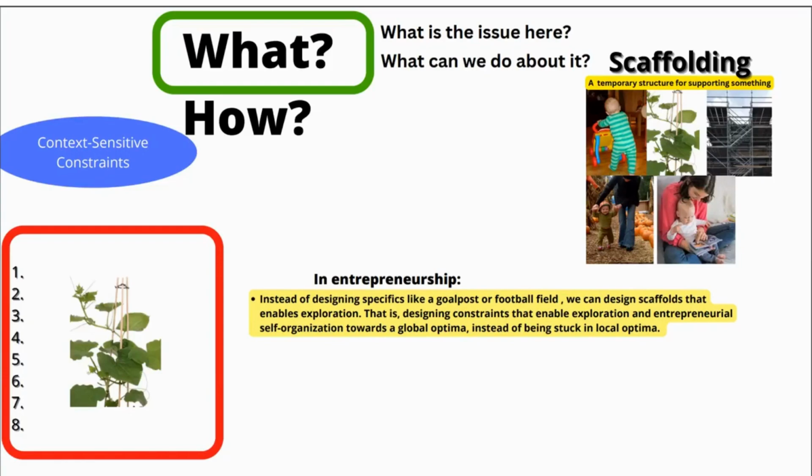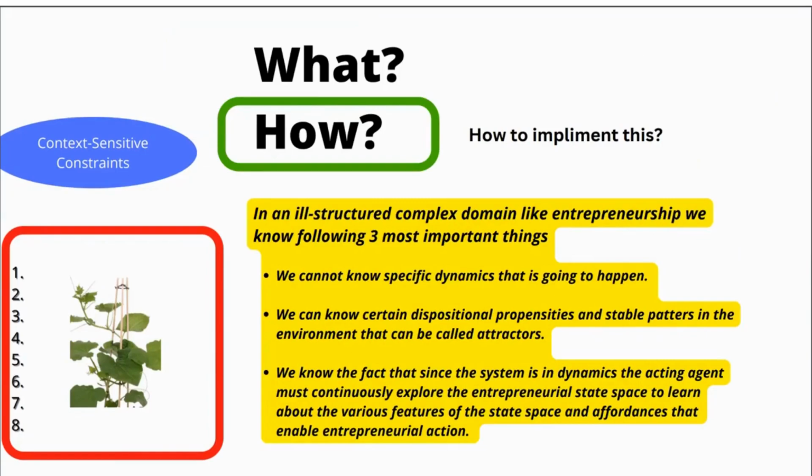In the domain of entrepreneurship, instead of designing specifics like a goalpost or a football field, we can design scaffolds that enable exploration. That is, designing constraints that enable exploration and entrepreneurial self-organization towards a global optima, instead of being stuck in a local optima. But how to implement this idea?